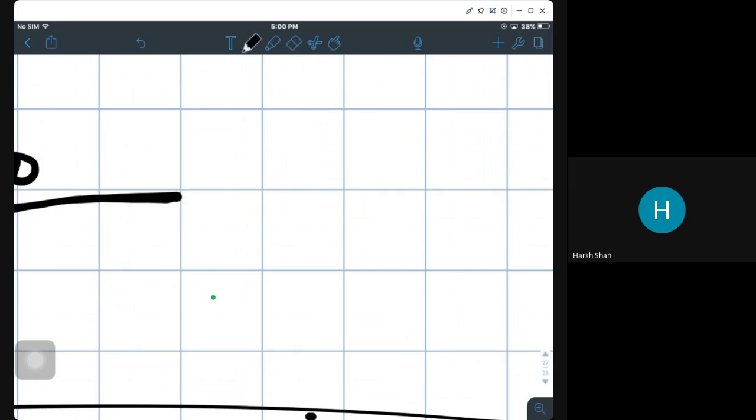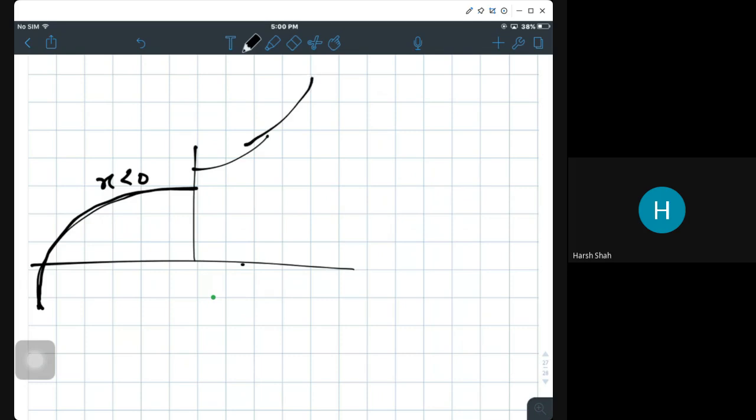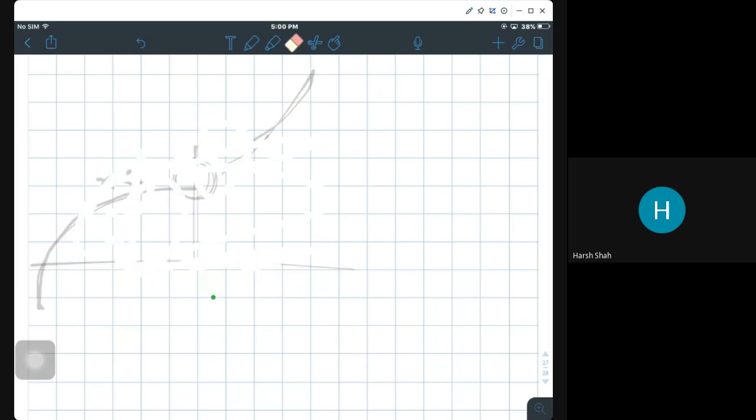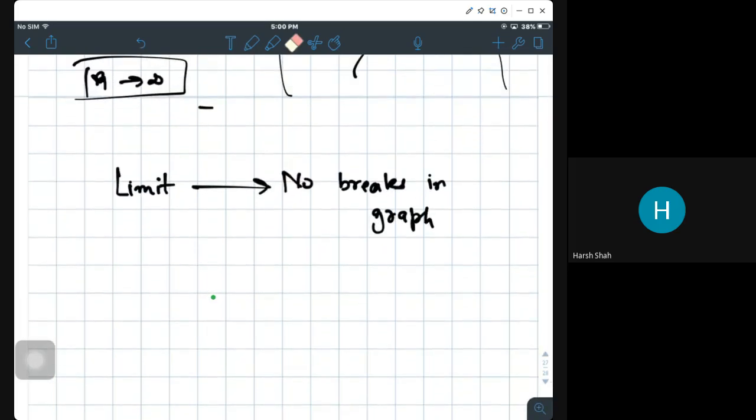But if you don't have a limit, your graph would look something like this. There would be a big break here. This is what your limit is.